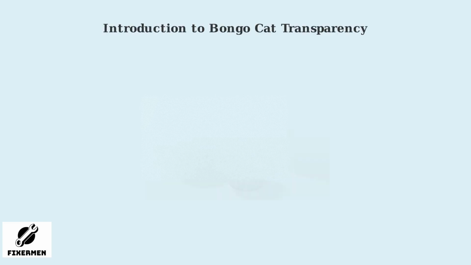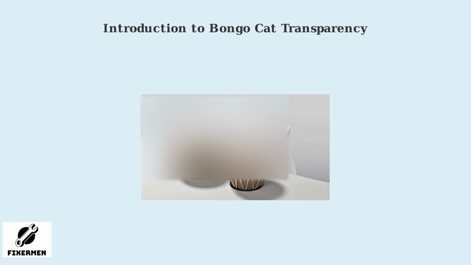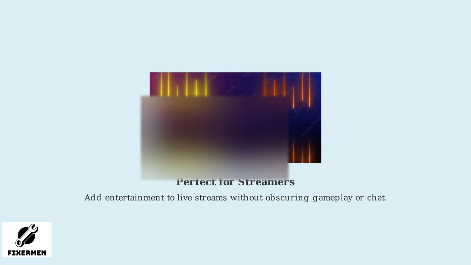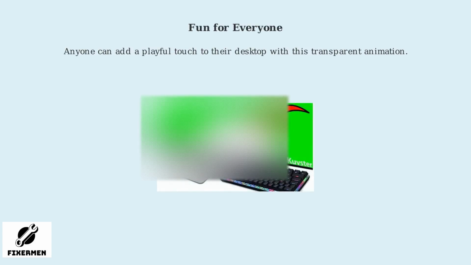Bongo Cat is an animated cat character that plays bongos in sync with sounds from your computer, like keyboard presses or microphone input. Transparency makes the cat semi see through, creating an overlay effect where the animation floats over your desktop without blocking your view. This feature is especially popular with streamers who use Bongo Cat as an entertaining overlay during live broadcasts on platforms like Twitch. Beyond streaming, Bongo Cat transparency brings a fun and whimsical element to everyday computer use.